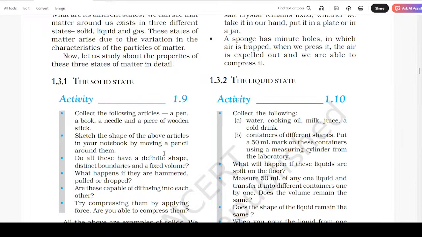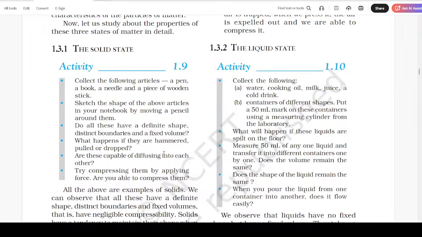The liquid state. Collect flowing water, cooking oil, milk, juice, and a cold drink. Take containers of different shapes. Put a 50 ml mark on these containers using a measuring cylinder from the laboratory. What will happen if these liquids are spilled on the floor? Measure 50 ml of any one liquid and transfer it into different containers one by one.